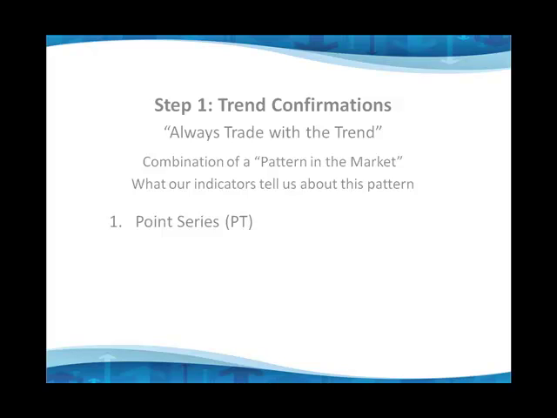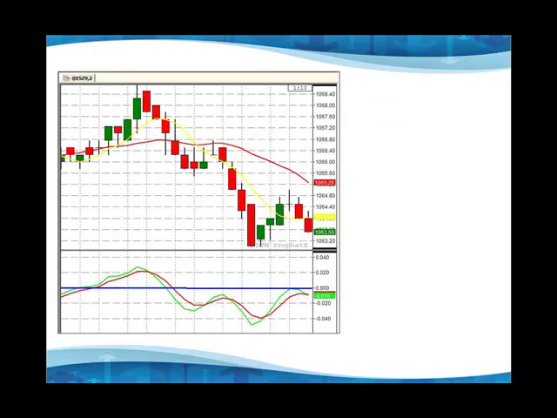The first trend confirmation we're going to show you is what we call the point series, which we abbreviate as PT. Okay, here's a chart, and right here we see a downward trend, an opportunity to play the market going short. But this is what we're looking for. In the market, we want to see a series of points that create lower highs. If it's an upward trend, we want to see a series of points that create higher lows. But in this particular example, we see 2 points here creating a high, and then at a lower point, a lower high.